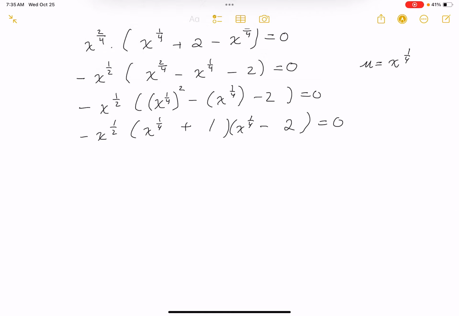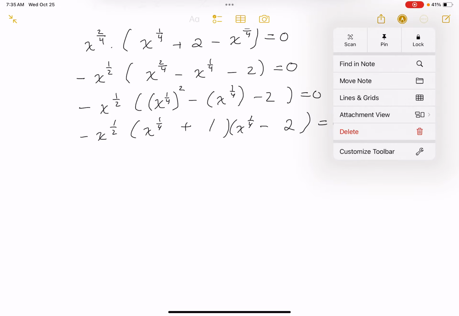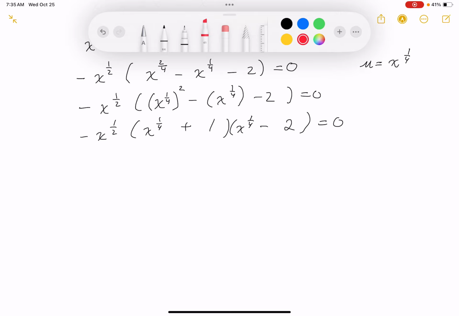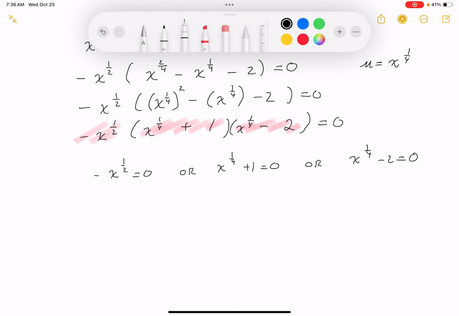All right? So I got a bunch of possibilities at this point, and I want to write them down for you. I got 3 factors now. I'll point them out to you. This factor could be 0, this factor could be 0, and that factor could be 0. Let's take a look at one at a time. The first is minus x to the 1/2 equal to 0. The next is x to the 1/4 plus 1 equal to 0. And the next, x to the 1/4 minus 2 equals 0.